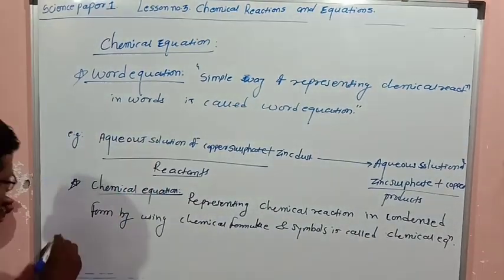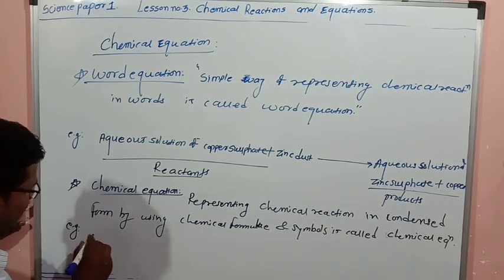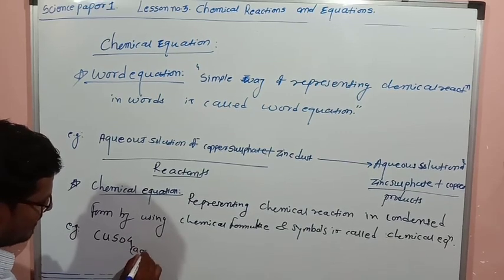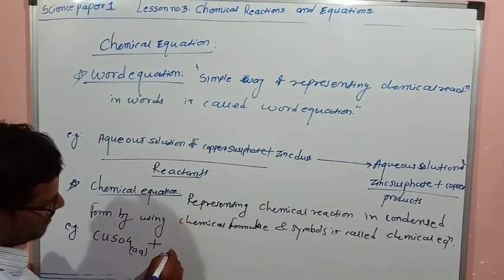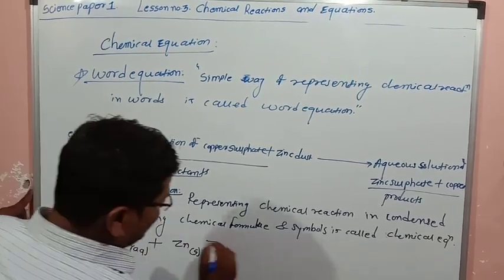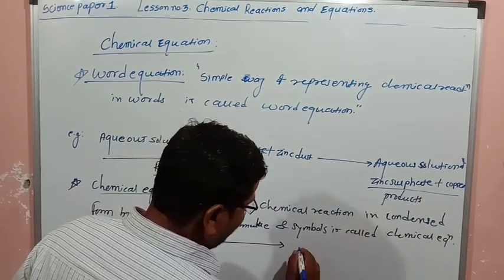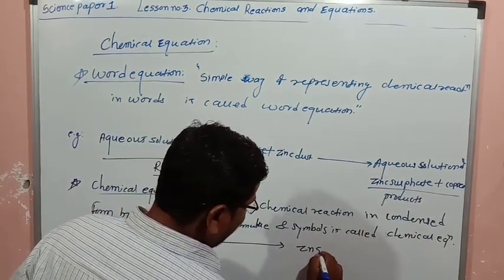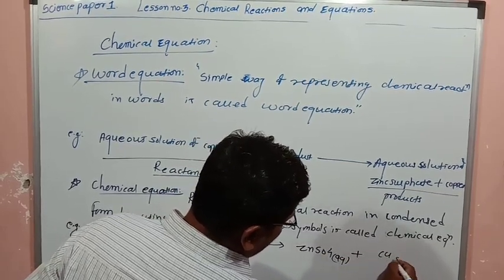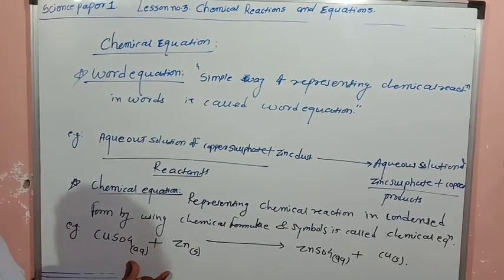So we will take the same example. For the aqueous solution of copper sulfate, you can write CuSO4 aqueous plus zinc dust. For zinc, Zn is in solid state, and it will get converted into aqueous solution of zinc sulfate. For that you can write ZnSO4 aqueous plus copper solid. So this is the word equation and this is the chemical equation.